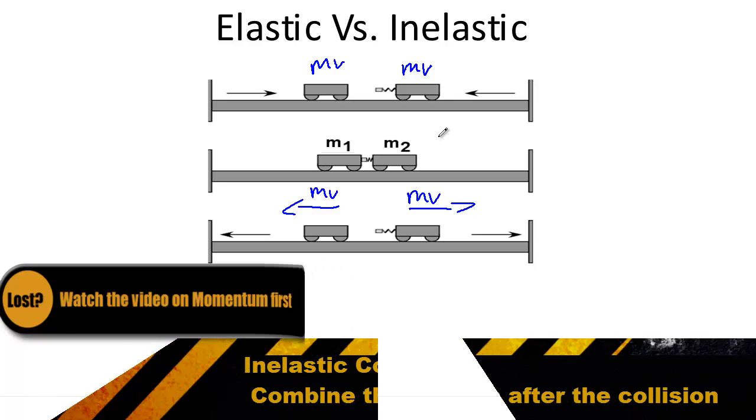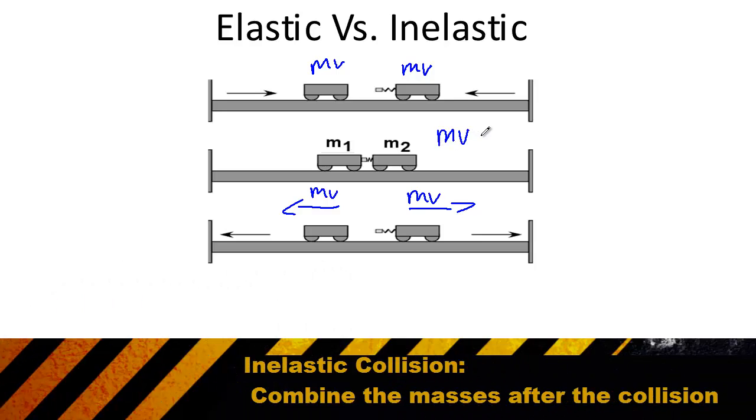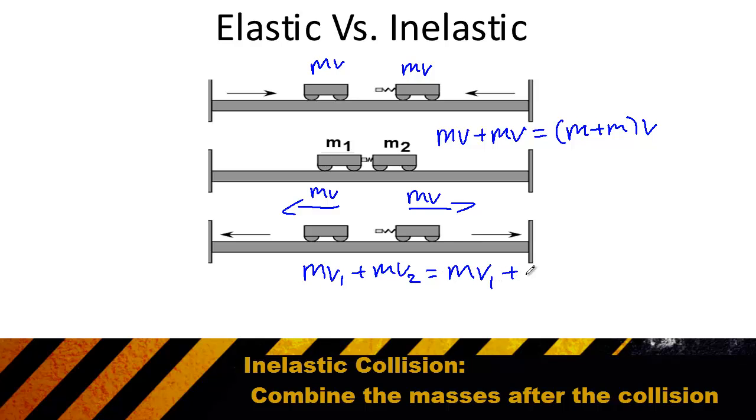So you could write the equation that the mass times the velocity of object 1 plus the mass times the velocity of object 2 is going to be equal to the new combined mass of the objects times the combined masses' new velocity. In an elastic collision, you simply write that the mass times the velocity of 1 plus the mass times the velocity of 2 before the collision is going to be equal to the mass times the velocity of 1 after plus the mass times the velocity of 2 after.